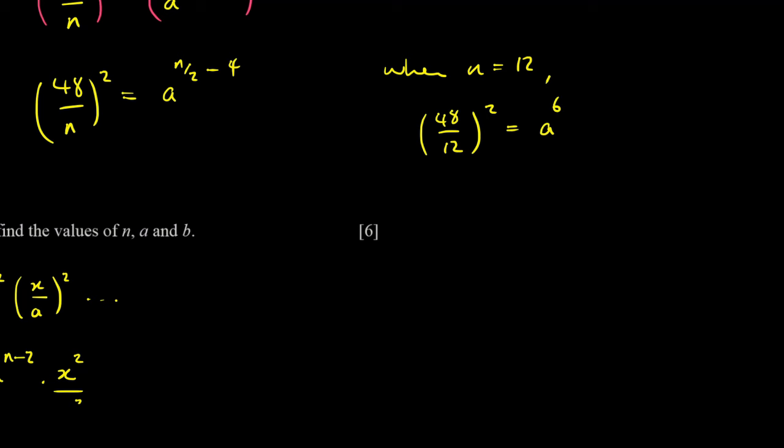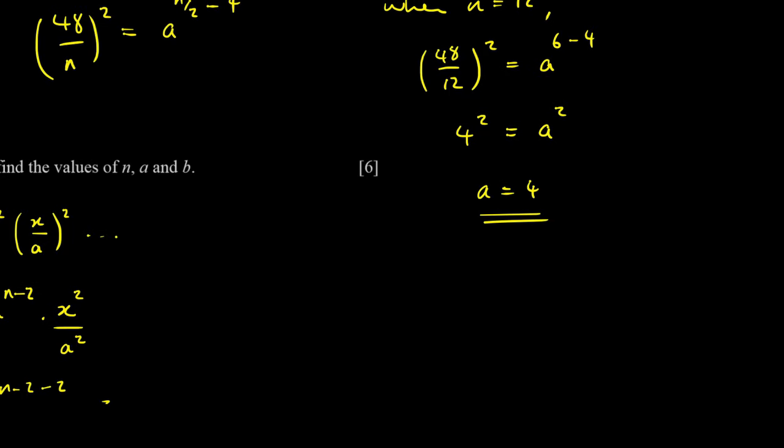12 divided by 2 is 6 minus 4. So 48 divided by 12 is 4. So 4 squared is equal to a to the power of 2. And so a is just going to be equal to 4 there. You could say, by the way, a squared is equal to 16. And then if you square root it, you should get plus or minus 4. But we're told in the question that a and b are both positive. So that's the reason, in case anyone's wondering about that.